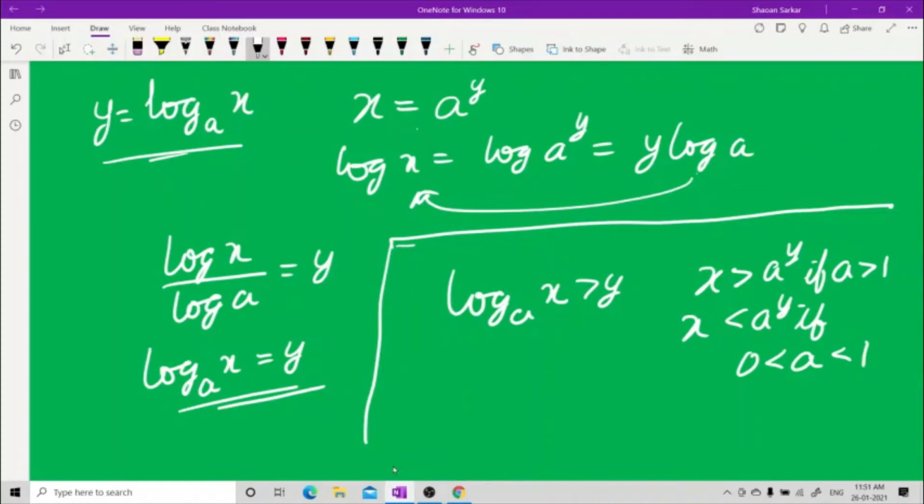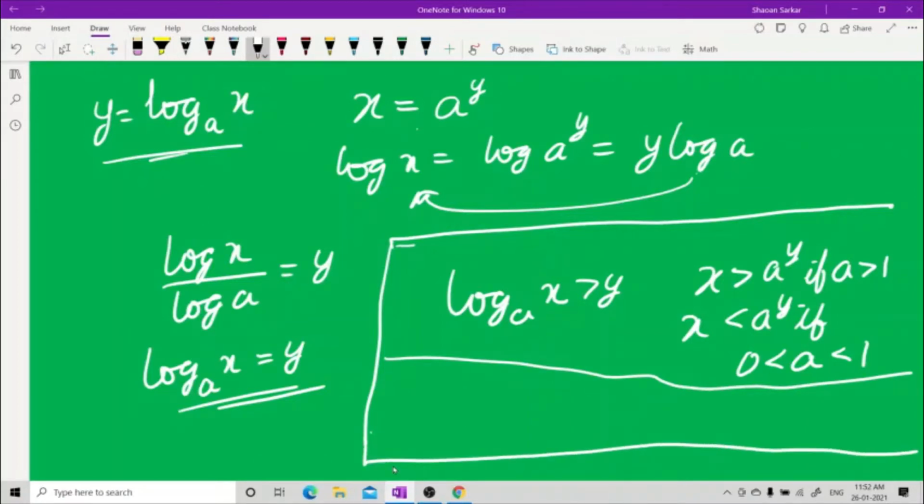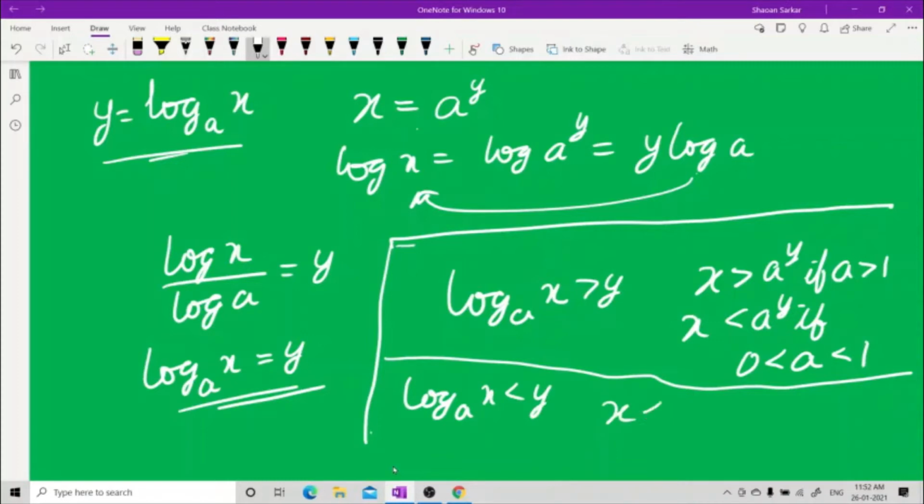This is the first part. Now I give you the second part. If log base a of x is less than y, then x is less than a to the power of y if a is greater than 1, and x is greater than a to the power of y if a is between 0 and 1. Now there are two more important relations. Let me say, this is the proof. I gave you the proof.